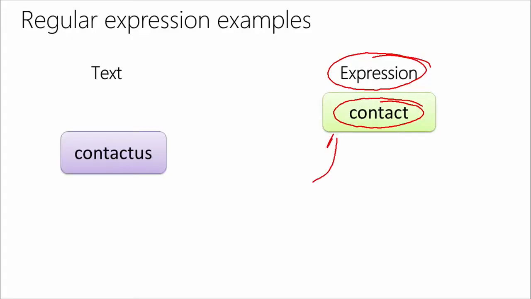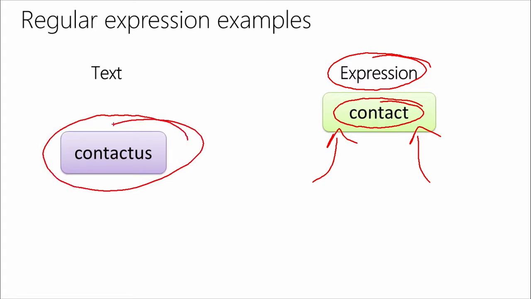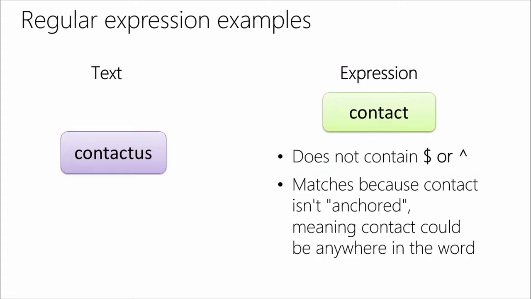Now, you'll notice if we go back to the expression that there are no special characters here. There's nothing in front of that or nothing at the end of it. So what this means is that somewhere inside the text, the letters C-O-N-T-A-C-T need to exist in order. And you'll notice that if we take a look, if this is our text of contact us, contact exists, and so this is a match. It doesn't contain that dollar or that caret, so it matches because contact wasn't anchored, meaning that it could be anywhere inside the word.